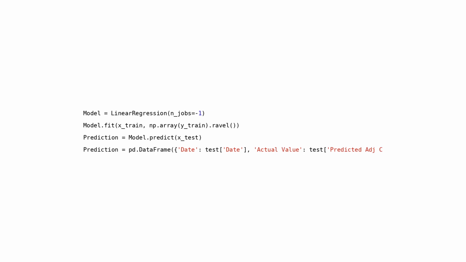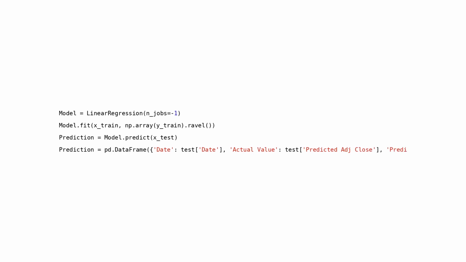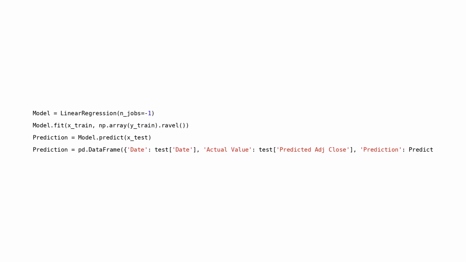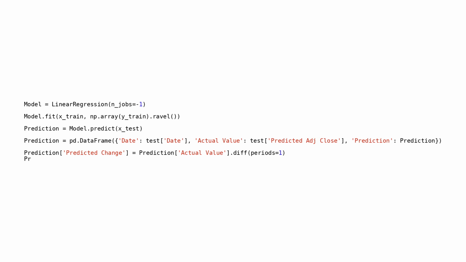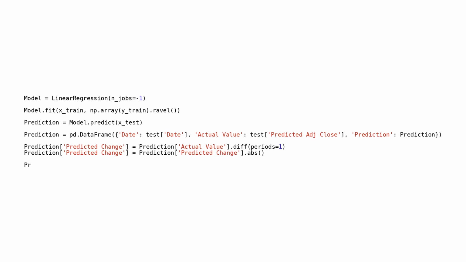3. Uses the trained model to predict values for the test data XTest. 4. Creates a data frame named prediction that contains columns for date from the test data, actual value from the predicted at close column in the test data, and prediction, the predicted values by the model. 5. Computes the predicted change by calculating the difference between consecutive actual value entries using the diff method with periods, then converting it to an absolute value using abs. 6. Displays the initial rows of the prediction data frame.